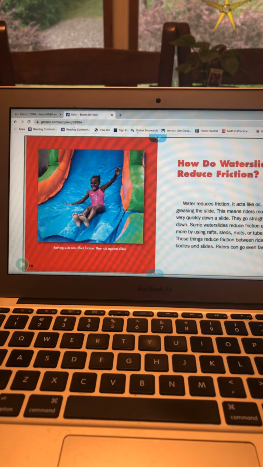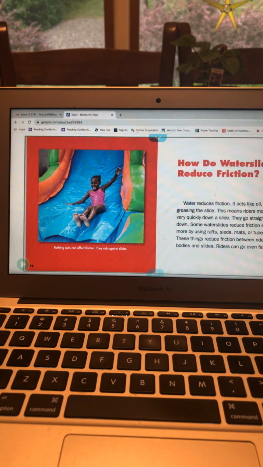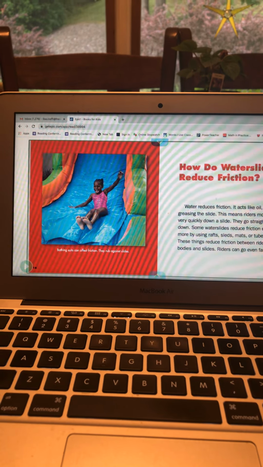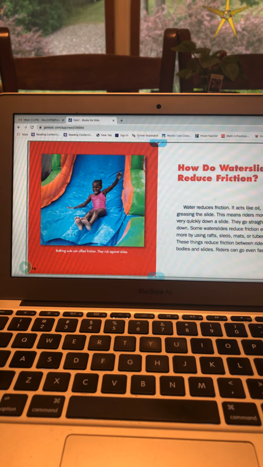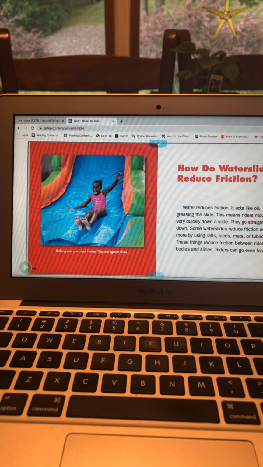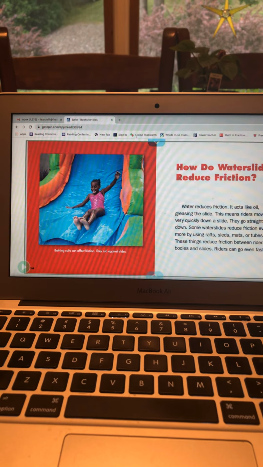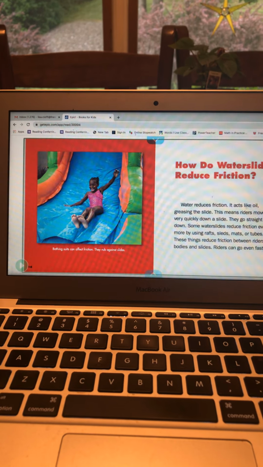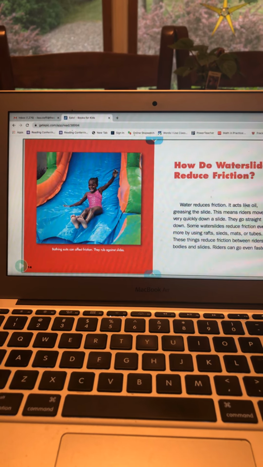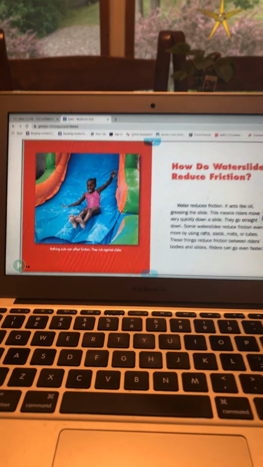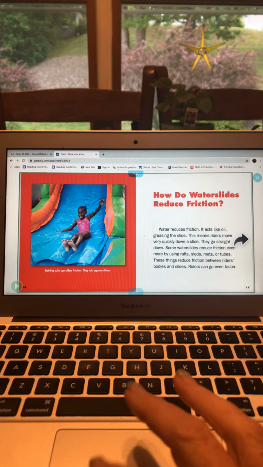How do water slides reduce friction? Water reduces friction. It acts like oil, greasing the slides. This means riders move quickly down the slide. They go straight down. Some water slides reduce friction even more by using rafts, sleds, mats, or tubes. And these things reduce the friction between the rider's body and the slide. Riders will go even faster. So if friction is reduced, you go even faster.